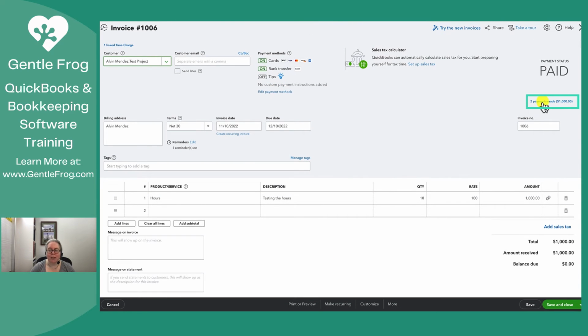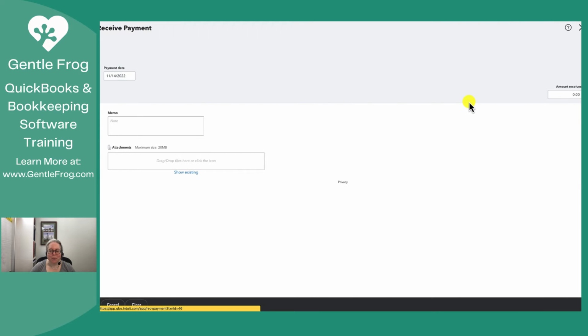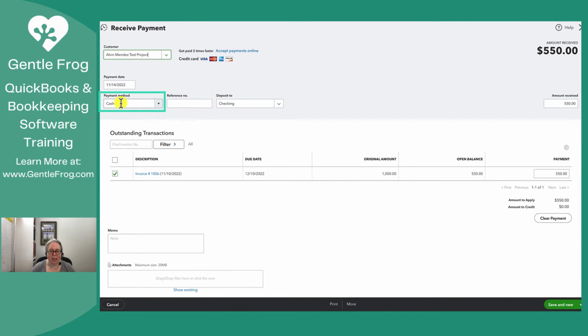In the upper right-hand corner, I see it says two payments made, total of $1,000. If I click on the two payments, I have two separate dates. They're the same date, but they're two separate lines. Let me click on the first one. So the first one shows that I had a payment of cash. It went in the checking account. It was $550. It was for invoice 1006. My invoice was originally for $1,000. The open balance at the time of this payment was $550. The amount of the payment is $550. So I know the invoice was partially paid with this deposit or this payment.